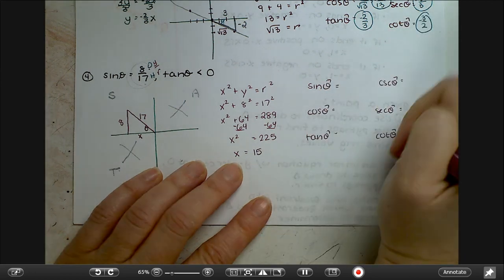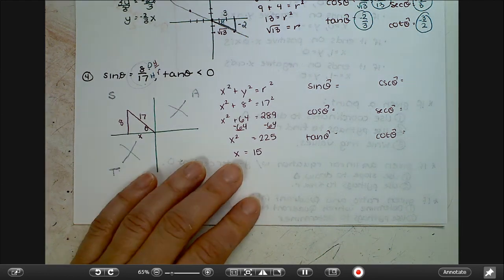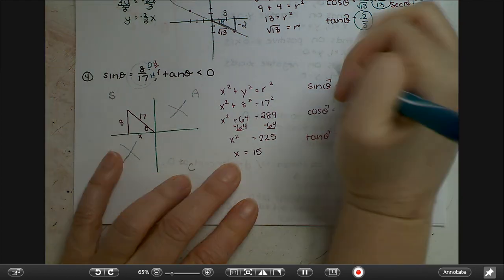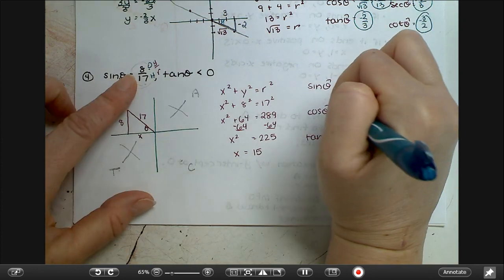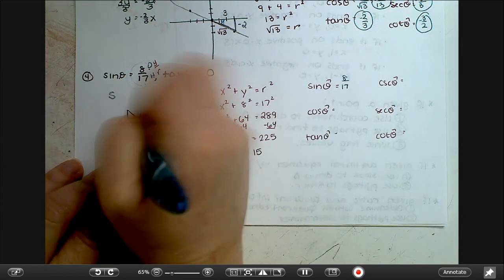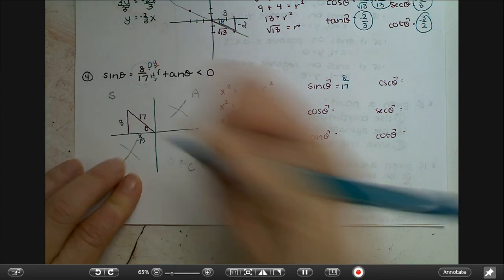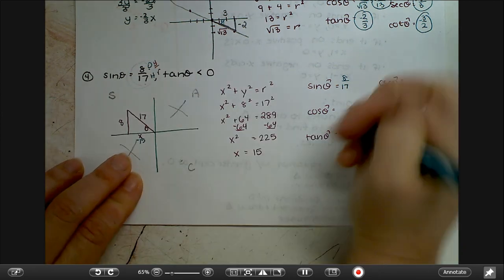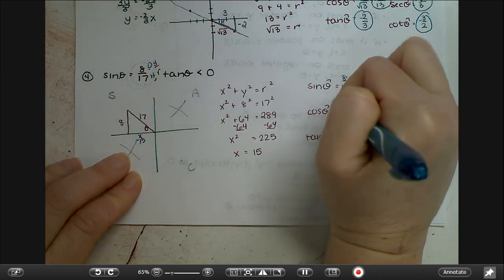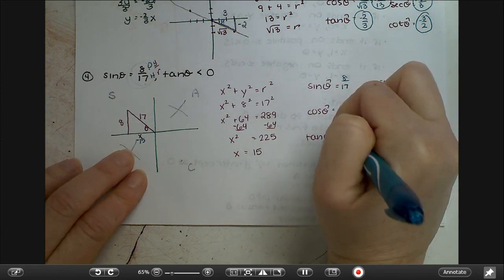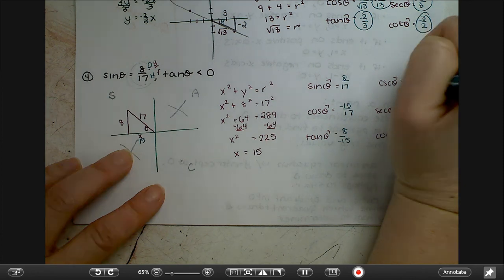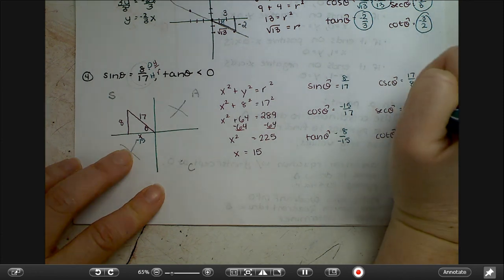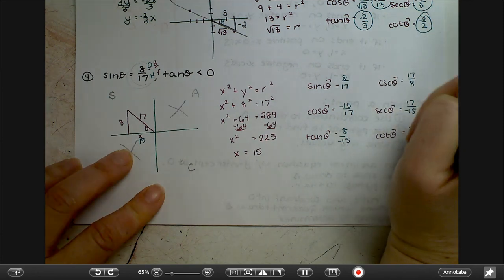And of course, you can always pause the video for this part. I'm just going to kind of go through it. Sine is going to be 8 over 17, which we knew. Cosine is going to be 15, but over here, negative 15, because it's in the negative x direction. So negative 15 over 17. Tangent, 8 over negative 15. And then the reciprocals, 17 over 8, 17 over negative 15, and negative 15 over 8.